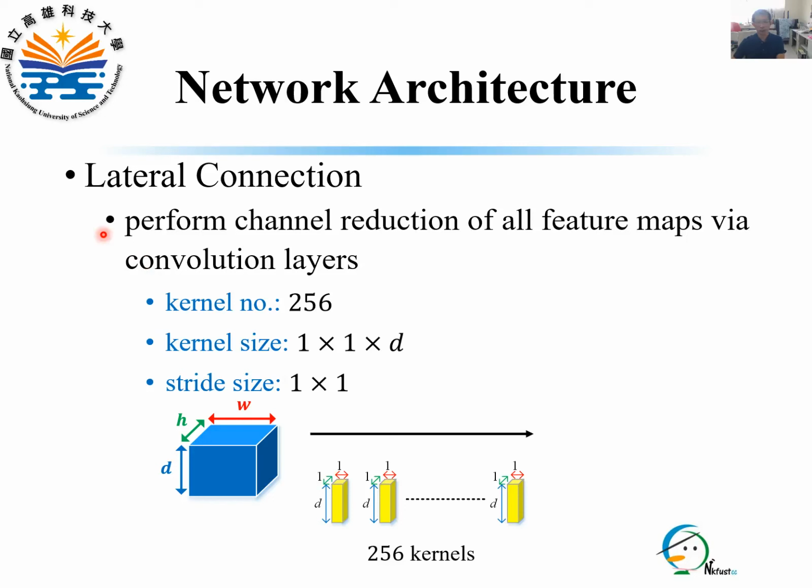For each feature map, lateral connection achieves the channel reduction via convolution layers. For a feature map with size W times H times D, the convolution layer uses 256 kernels for convolution operation. Each kernel is with the kernel size 1 times 1 times D and is applied for convolution with the stride size 1 by 1.